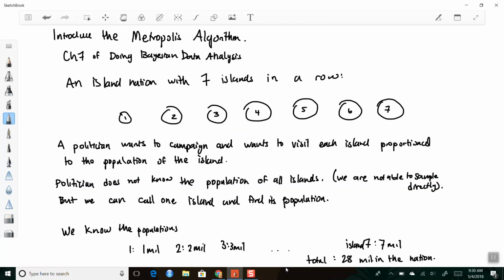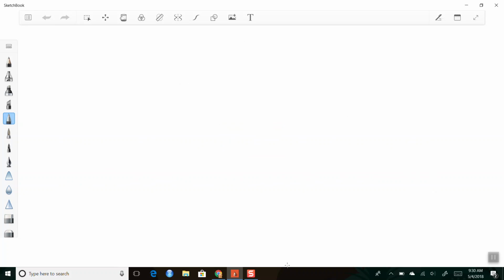All right. So this is what we will do. Okay. We start on an island. So this is basically the algorithm that the politician will use.